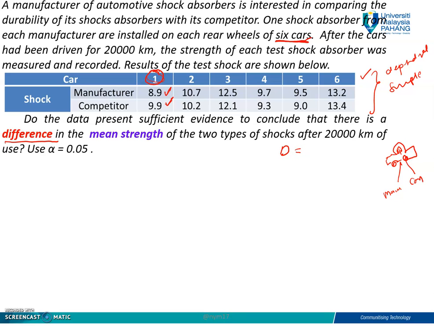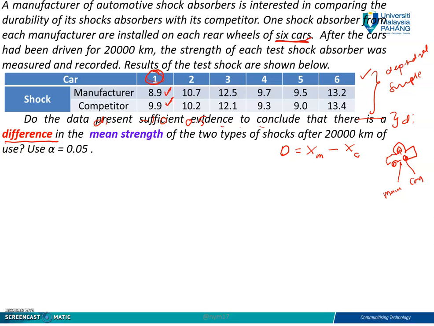In this case, the question doesn't mention which one minus which one, so you can use manufacturer minus competitor. Okay, so here you will have the difference value D. So that means 8.9 minus 9.9, you get negative 1.0. Alright, 10.7 minus 10.2, you get 0.5, and so on. So this is the data D that you need to calculate. Alright, and then this is hypothesis testing.